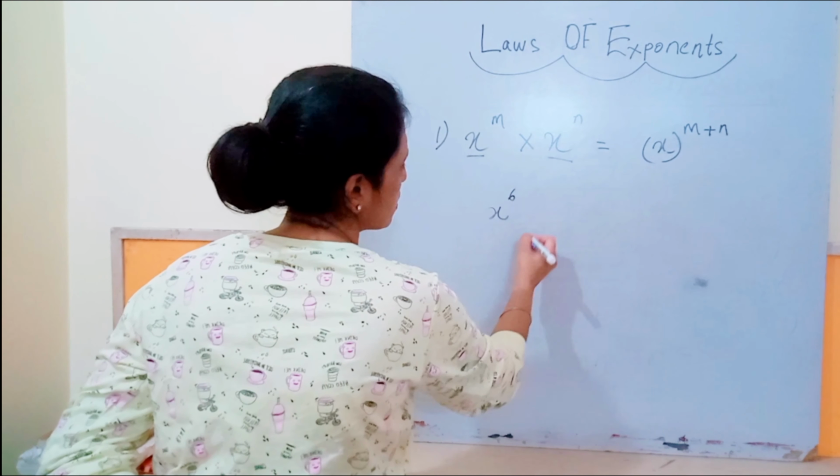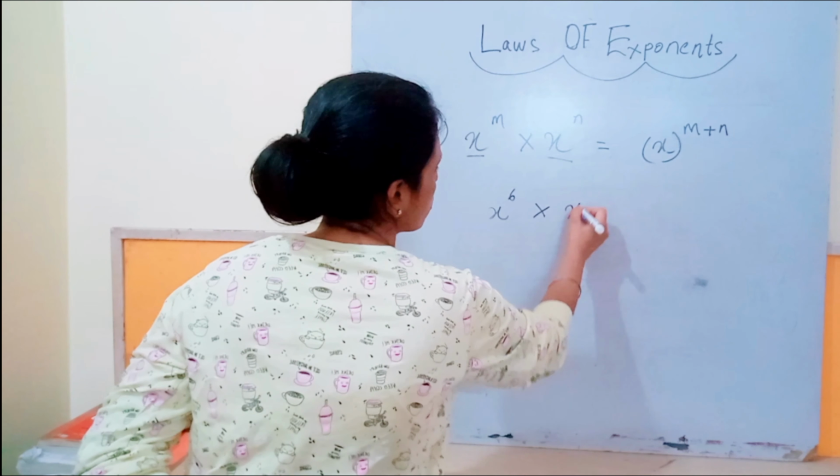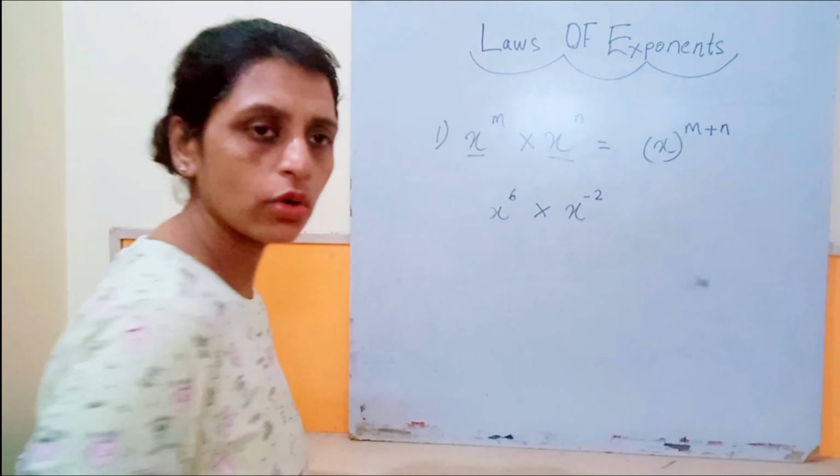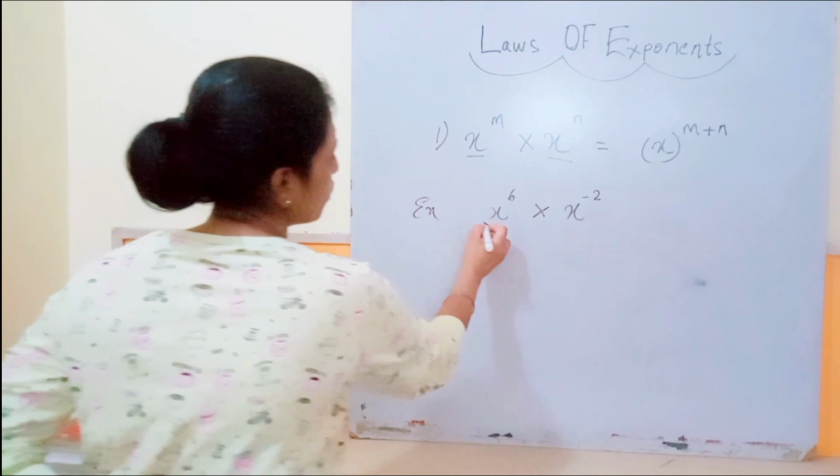For example, I am taking x to the power 6 into x to the power minus 2. Okay, so here the bases are same.